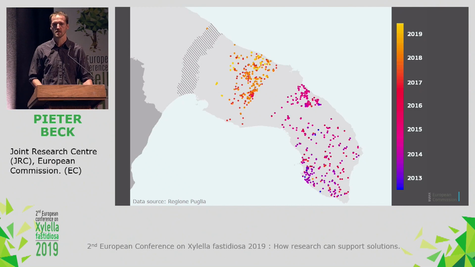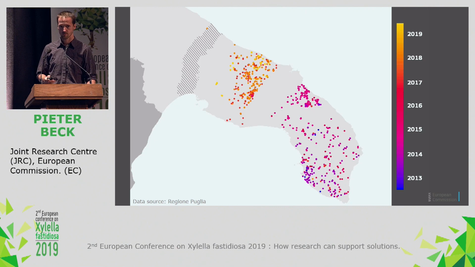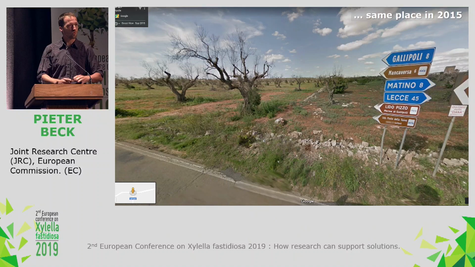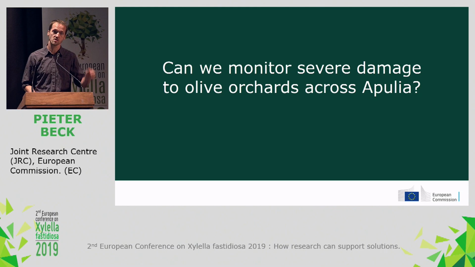That means that we don't really have a good view on the damage that Xylella has done in those areas that have been infected for longer. We know the damage is there. You can see it if you go there. You can see it in Google Earth. But we don't really know very precisely how big it extends, which is important if we want to assess the impact of Xylella at larger scales. So the question we're trying to answer is, can we monitor severe damage to olive orchards across Apulia?